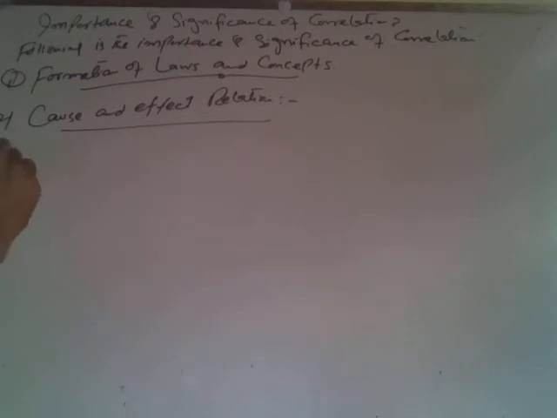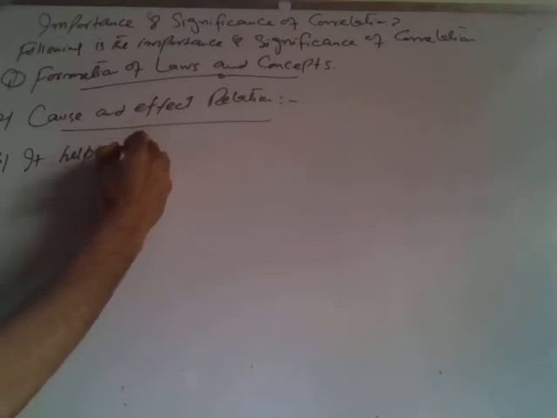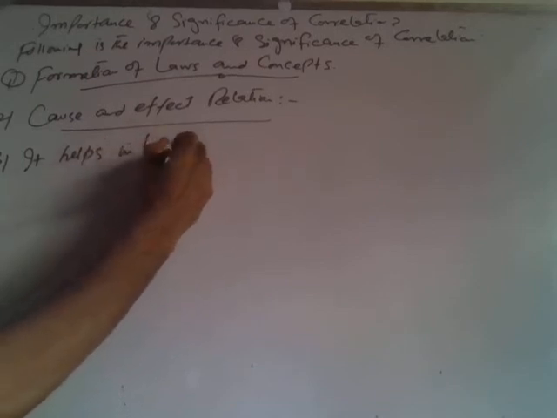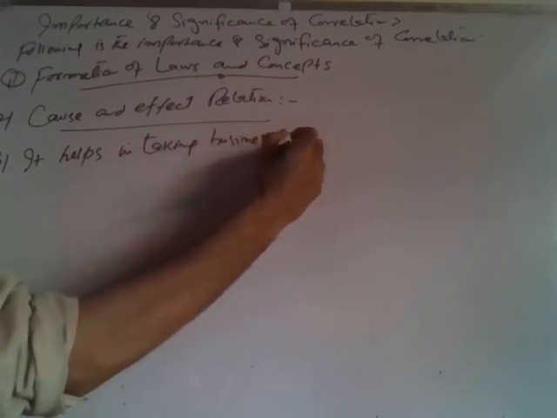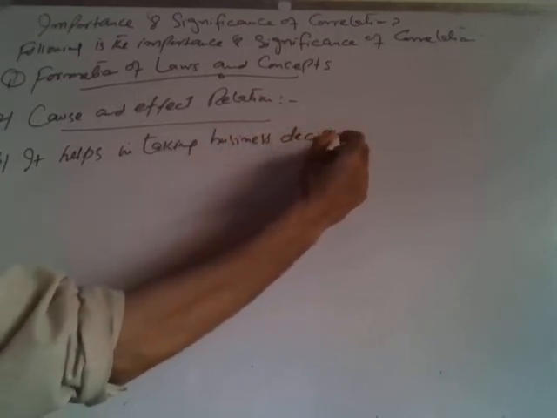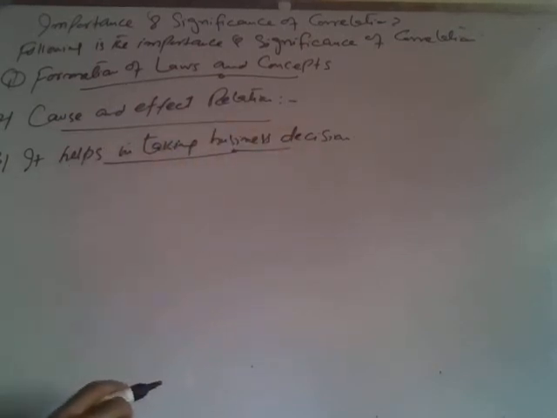Number third is it helps us in taking decisions in business. So business decisions are taken with the help of the correlation.